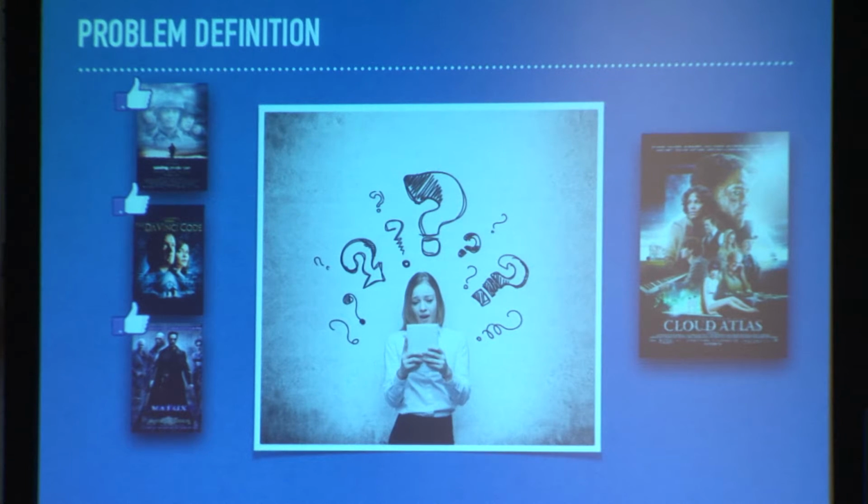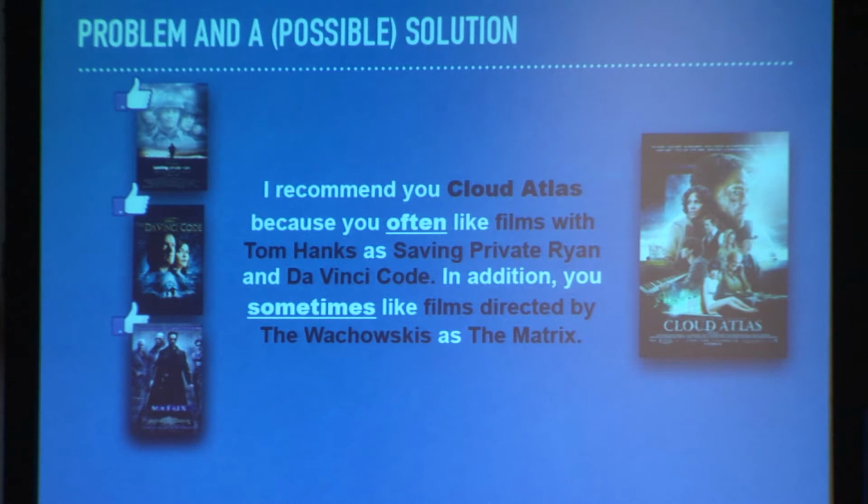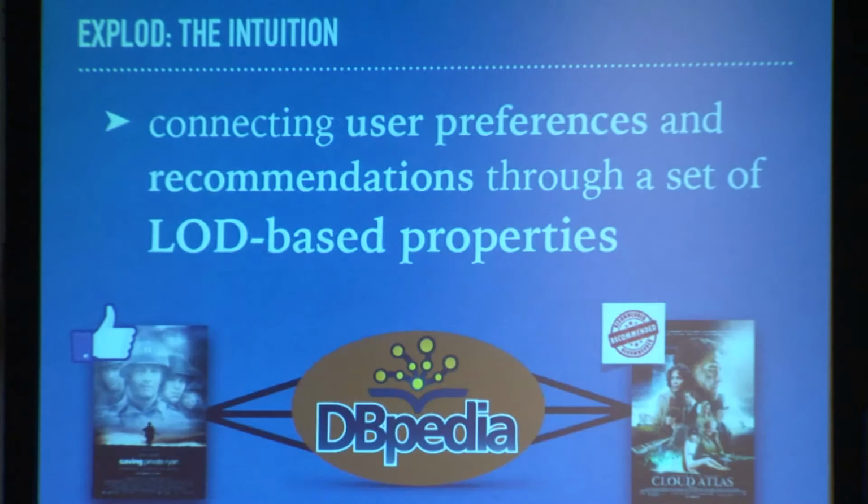However, the user could be interested in knowing why she received that recommendation and how that recommendation is correlated to her preferences. A possible solution to this problem is an explanation. I recommend you Cloud Atlas because you often like films with Tom Hanks. And in addition, you sometimes like films directed by the Wachowskis. How can we obtain this result?